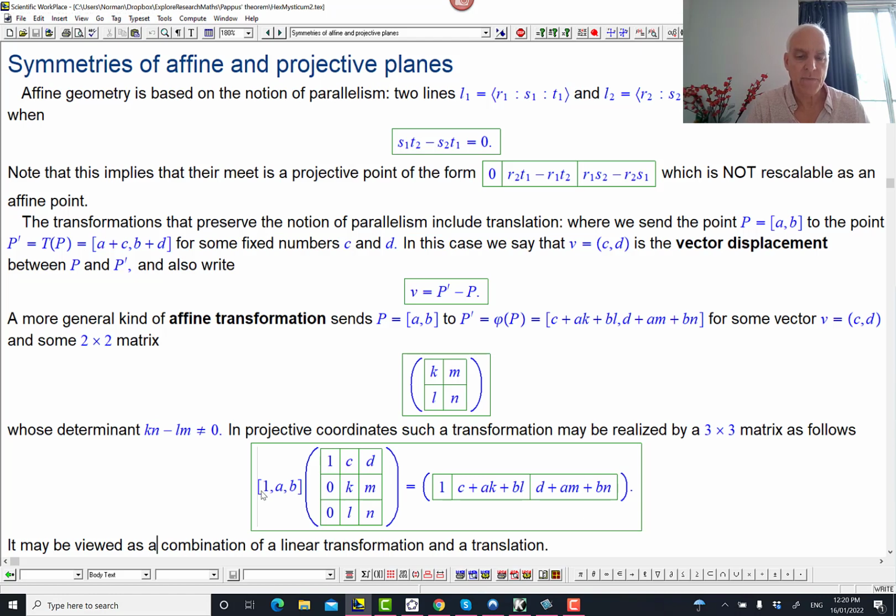So it sends us from this affine point to another affine point because that first coordinate is still 1. That's guaranteed by the fact that this first column is 1, 0, 0. So it sends affine points to affine points, and you can see by the formula that's exactly what we were talking about up here. So this can be viewed as a combination of a linear transformation and a translation. So what we have done here is we've enlarged the usual linear algebra point of view, which is usually focused on linear transformations, okay, to include also translations.